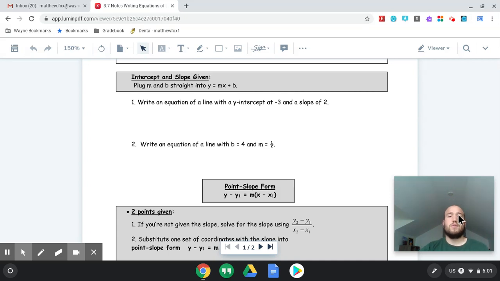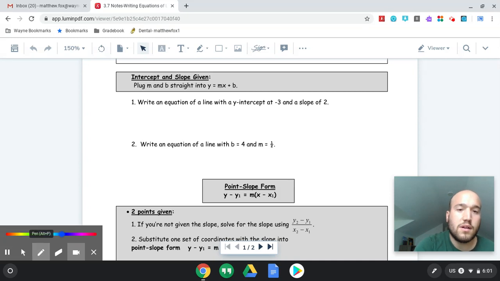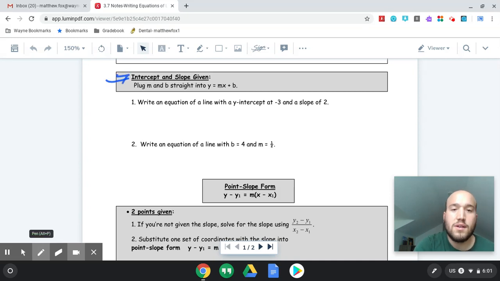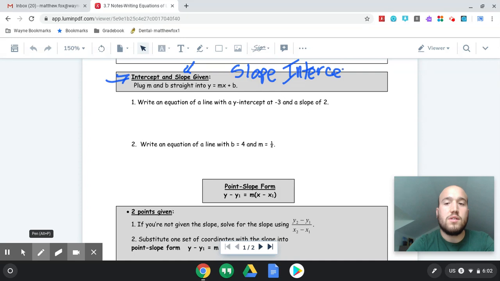Okay, so first thing we're going to talk about, if you look up here on my notes, is the word intercept and the word slope. Now, hopefully many of you remember the equation right here, y equals mx plus b. This is called our slope-intercept equation because it gives us both the slope and the intercept. Just by looking at this equation, we can find the slope and the intercept.